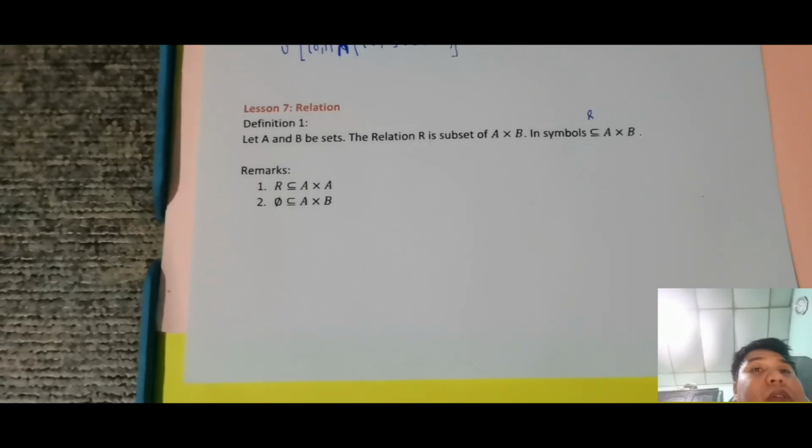So let's have the following remark. R is a subset ng A cross A. Possible din na magkaroon ng relation under A cross A, hindi lang lagi under A cross B. Then, lastly, si empty set is always a subset of A cross B or A cross A. Tama naman yun kasi si empty set is an element, set naman ang A cross B. Ganun ka makapangyarihan si empty set, laman siya ng lahat. Hindi siya totally laman ng A cross B, pero siya ay subset.